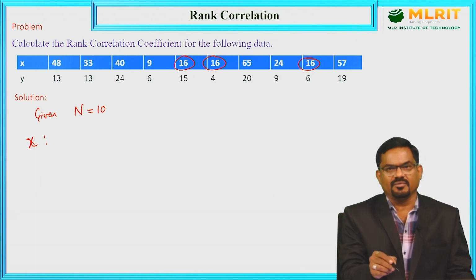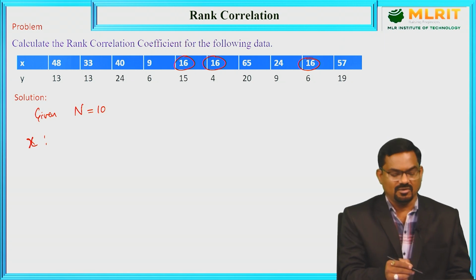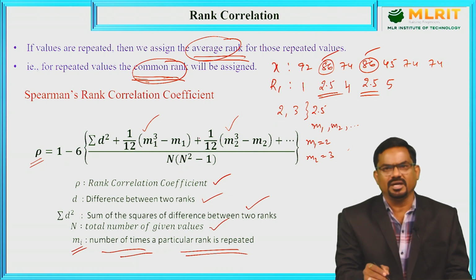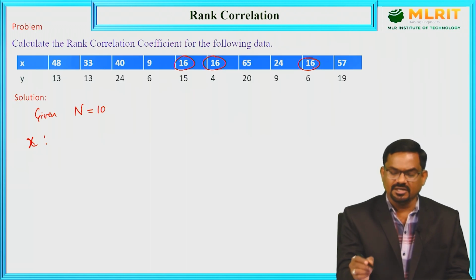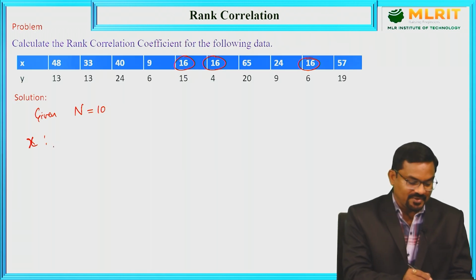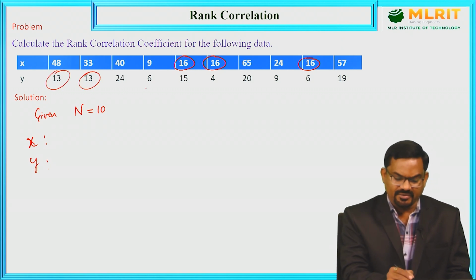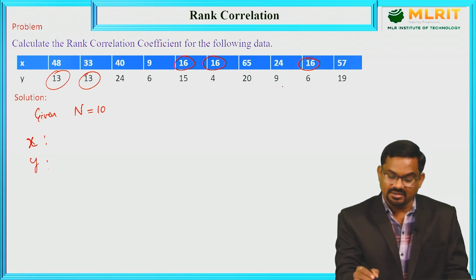If a particular value is repeated, then we cannot use the first formula to find the rank correlation coefficient. We use the previous one, rho equal to 1 minus 6 into sigma d square plus terms in m1, m2, m3 and so on. If the values are repeated, use this particular formula. So here 16 is repeated 3 times. Similarly, in y values, 13 is repeated, 24 not repeated, 6, 15, 4, 20, 9, and 6 is repeated again.